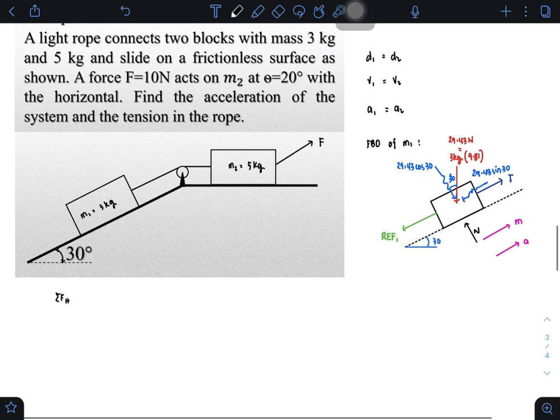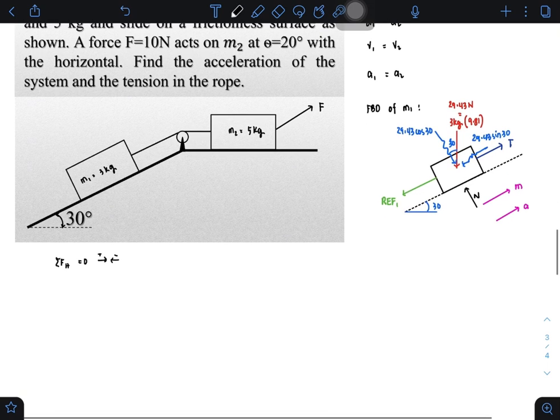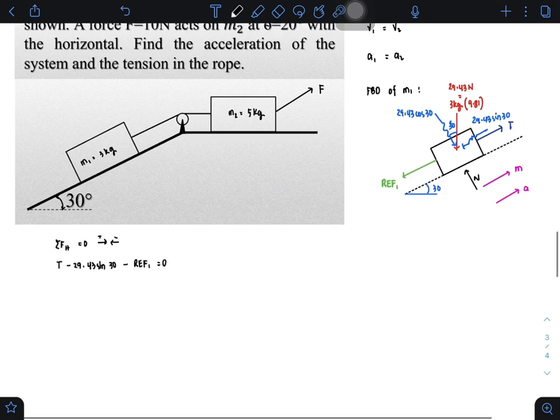So to the right positive, to the left negative. Starting with the tension, that is equal to 0, by the way. You have the tension T to the right. What else? You have minus 29.43 sine of 30, and then minus the REF number 1, and that's equal to 0.